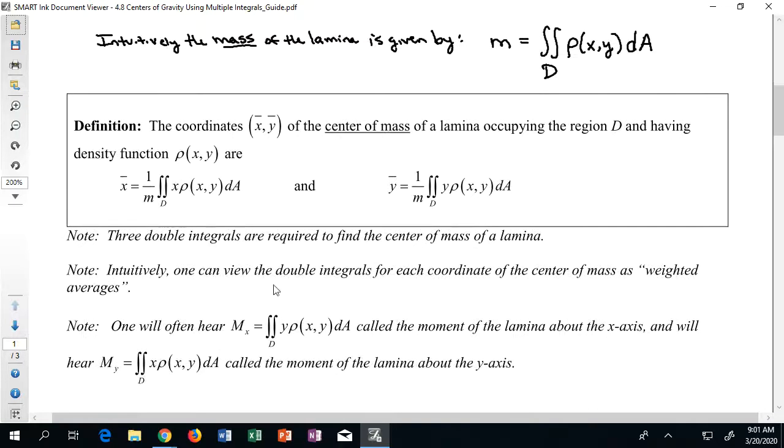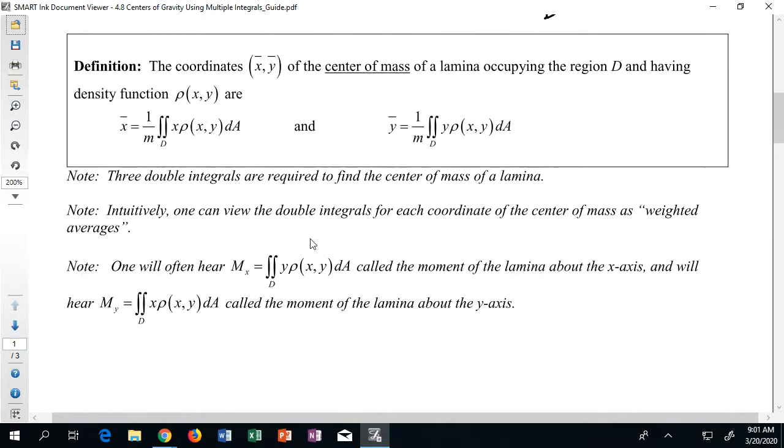Okay. So as I state down here, we can view double integrals for each coordinate of the center of mass as weighted averages. If some spots are a little bit heavier than others, I want a weighted average. And sometimes you'll see these integrals go by different names. You might have heard these if you've taken a physics class before, that sometimes we refer to these as moments of a lamina about the x-axis or about the y-axis. All right, in the next video, we'll take a look at how we can actually find the center of mass for a specific region, and we'll actually do some integral calculations.